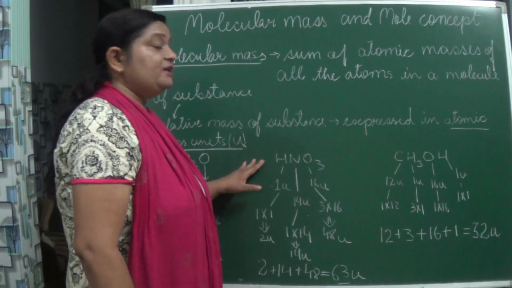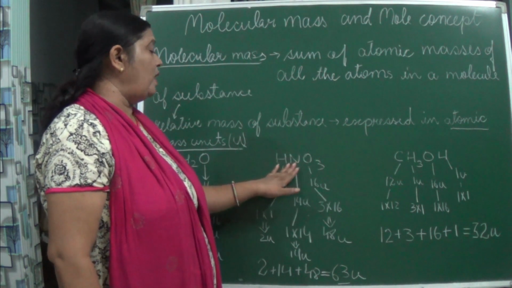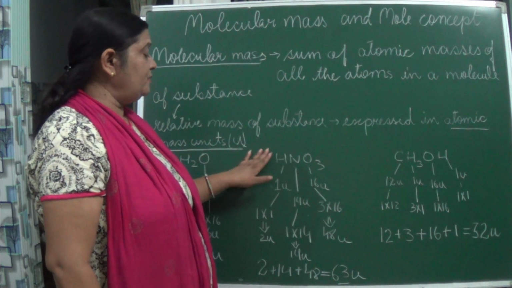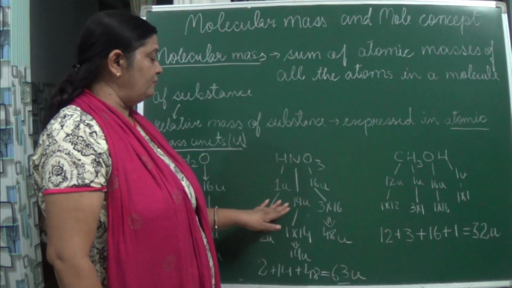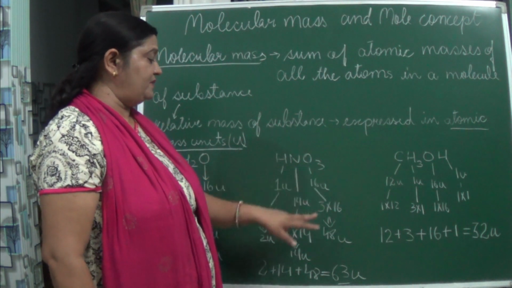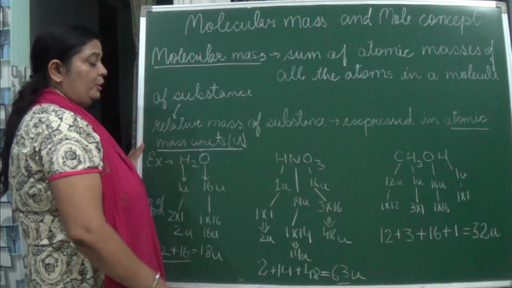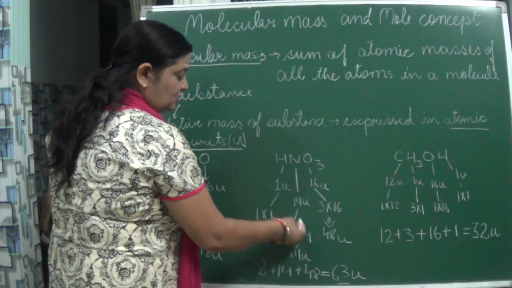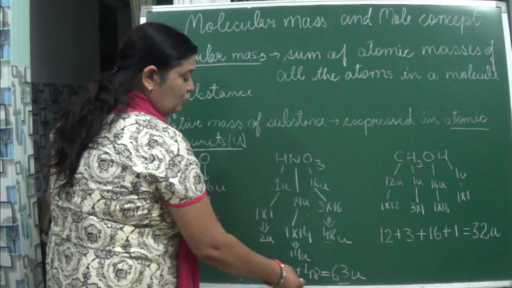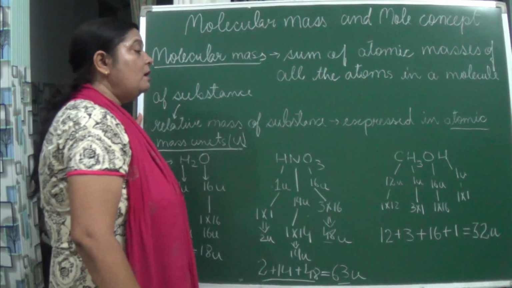HNO3. HNO3 is nitric acid. In nitric acid only one hydrogen atom is present, one nitrogen is present, and 3 atoms of oxygen are present. So what you will do? Atomic mass of hydrogen is 1, atomic mass of nitrogen is 14, and oxygen is 16, but here 3 atoms are present, so you will multiply 3 into 16, and then you will sum it up. 1 plus 14 plus 3 into 16, which comes 48. So when you add it up, you will get 63 U, or 63 unified mass.